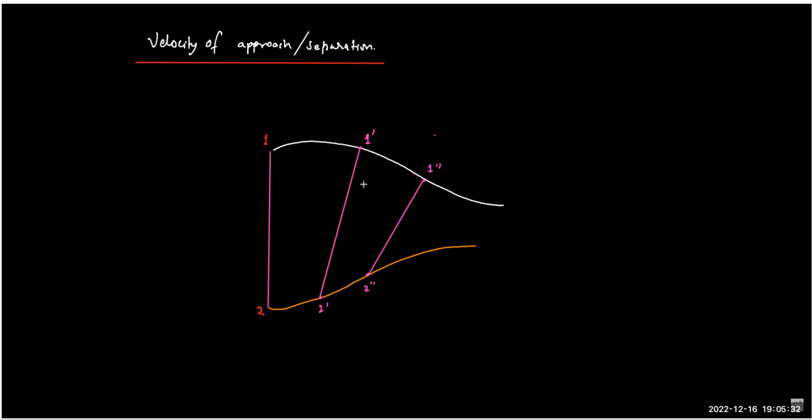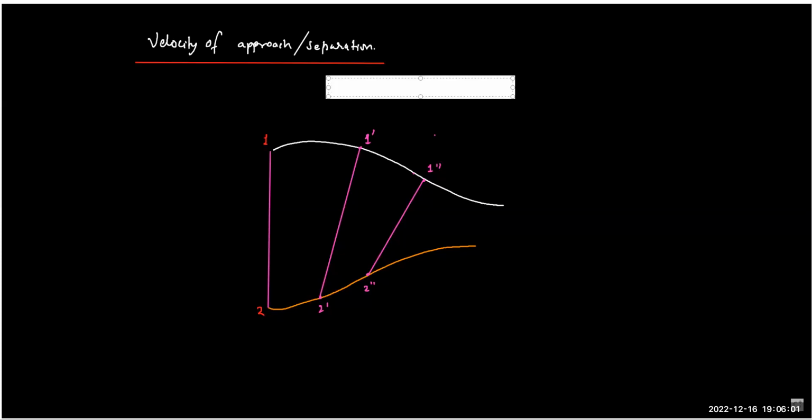So velocity of approach has nothing to do with the relative velocity. It is the rate at which the separation between two moving particles diminishes. So at what rate is it getting reduced? That is called the velocity of approach. Is it clear? So the definition is simple. You can just define it.